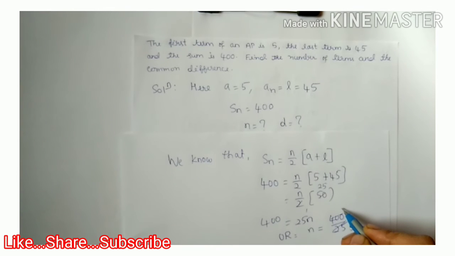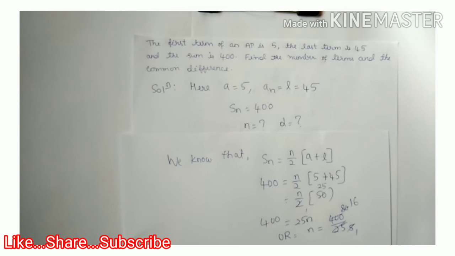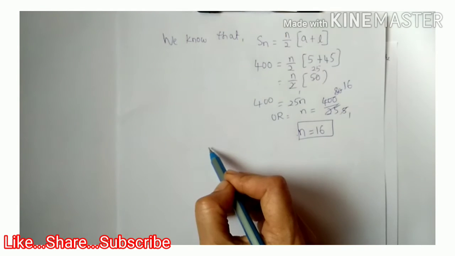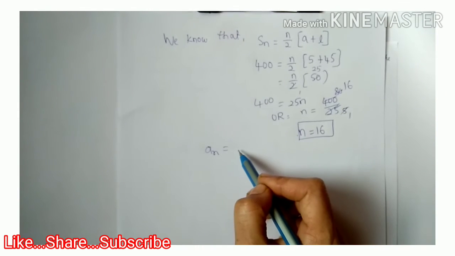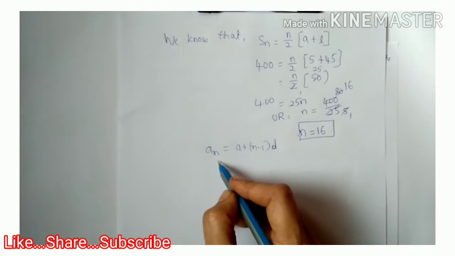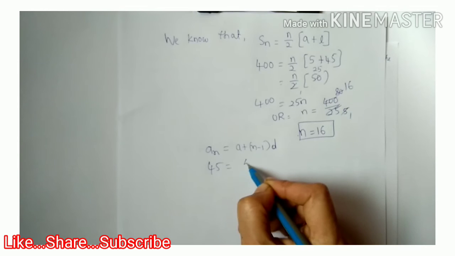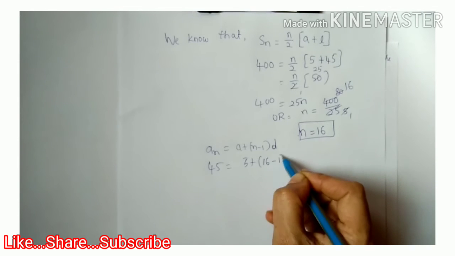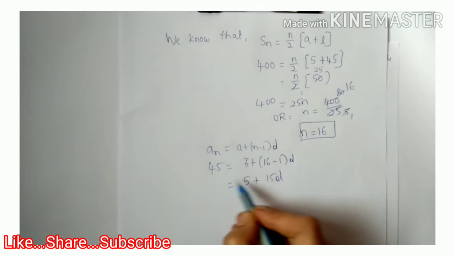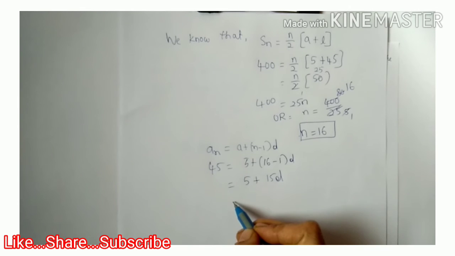Five sixteens are 80. Therefore n value is 16. Now we have to find the common difference. An is equal to a plus n minus 1 into d. An is 45, a is 5, plus 16 minus 1 into d, 5 plus 15d. 45 minus 5, 40.